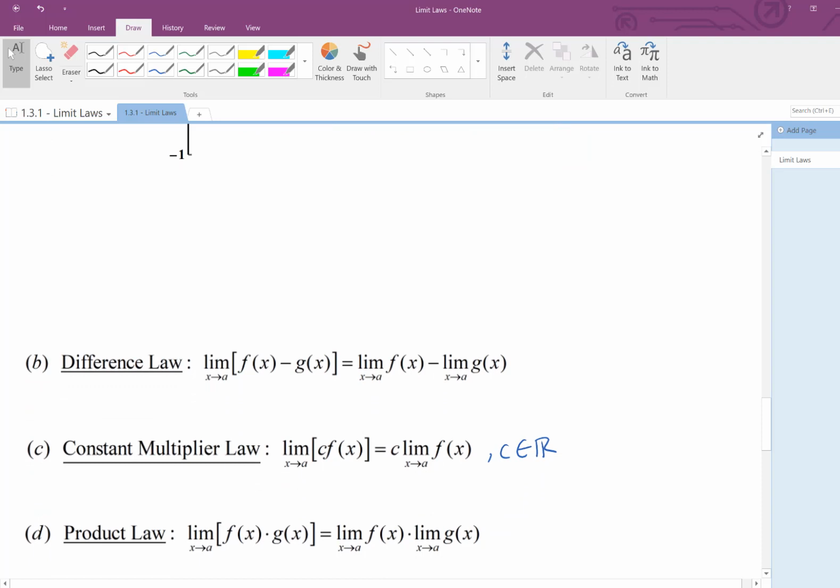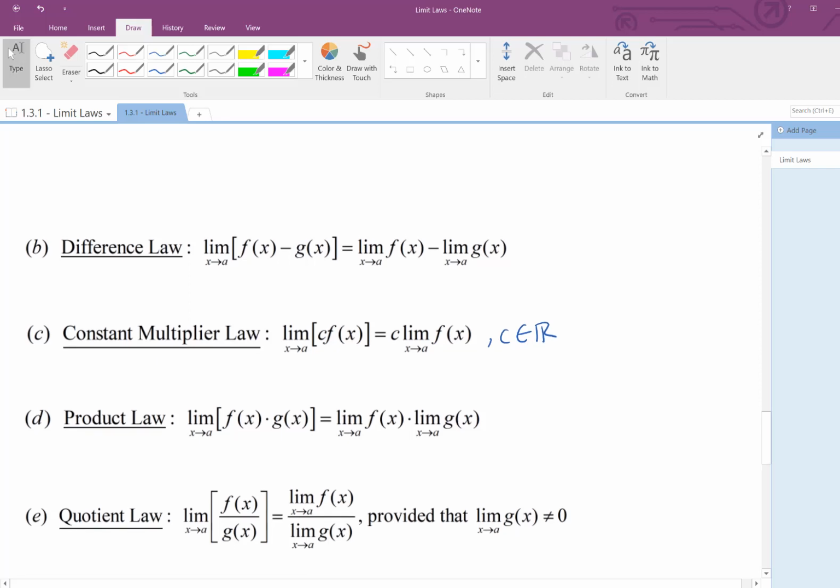Same thing applies when you multiply functions. Product law. If I take the limit as x goes to a of the product of two functions, f of x times g of x, it's the same as the product of the limits. Limit as x goes to a of f of x times the limit as x goes to a of g of x. On and on. Quotient law.